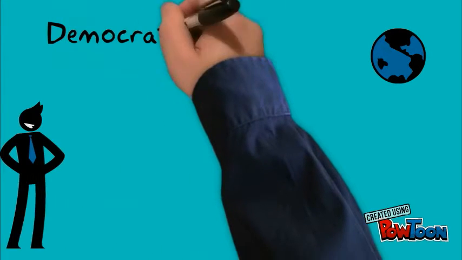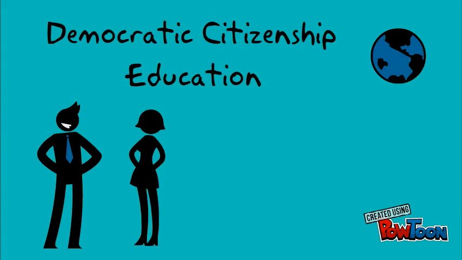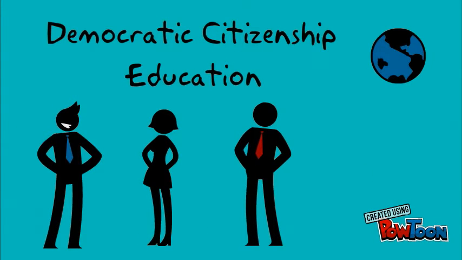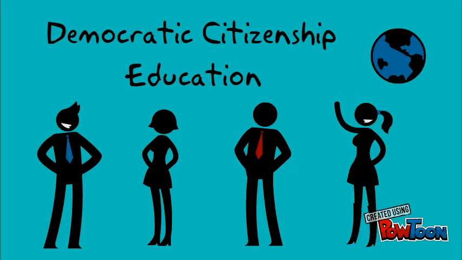We are here today to talk about democratic citizenship education and how to implement it into your classroom. It is a set of practices and activities for equipping students to play an active part in democratic life and exercise their rights and responsibilities within society. It has an emphasis towards participatory culture and conscientization.